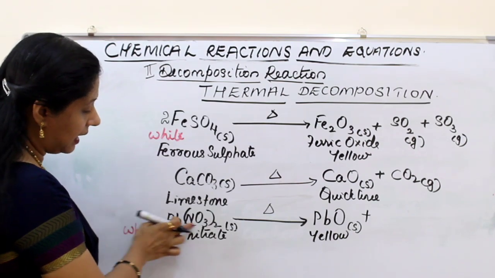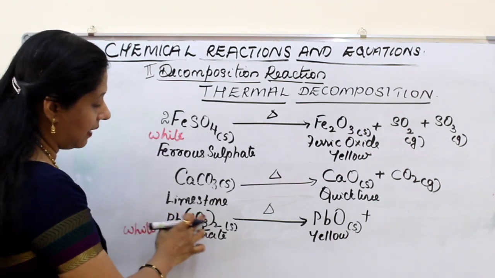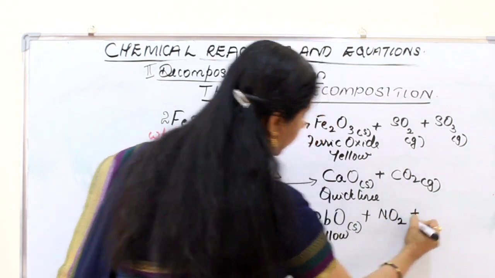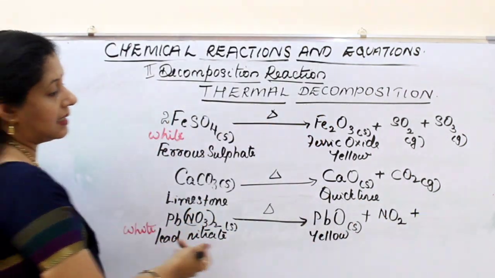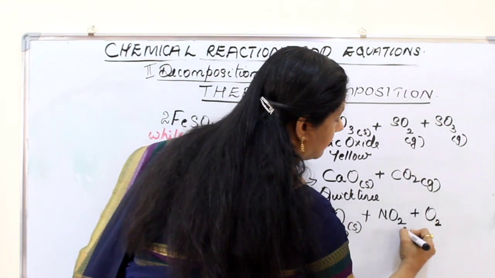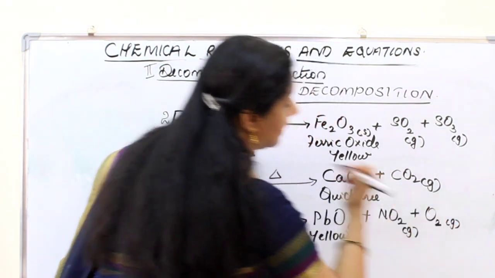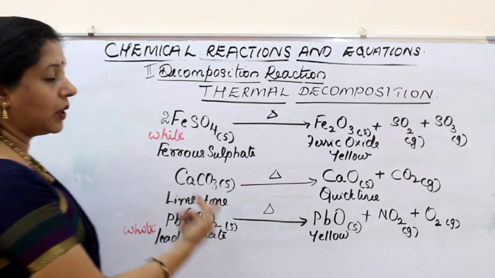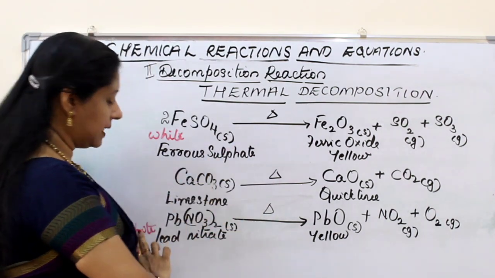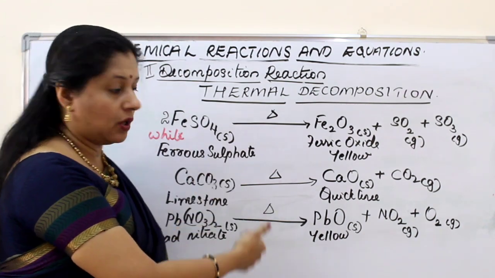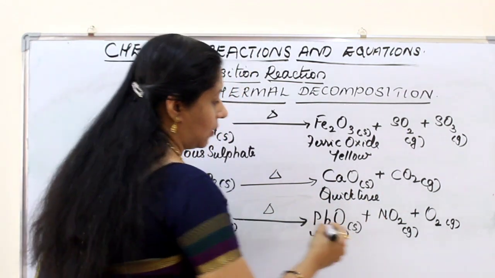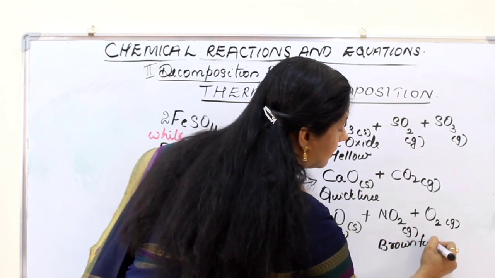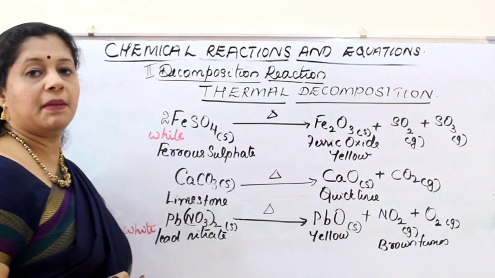From this, lead and O are gone, right? Now we have NO2 left, nitrogen dioxide, plus oxygen is still left. So oxygen also will be liberated out. So these two are gases. So when lead nitrate is heated, what do you get? Lead oxide, that is, white lead nitrate changes into yellow lead oxide, plus nitrogen dioxide. Nitrogen dioxide is brown fumes. And oxygen also will be liberated.